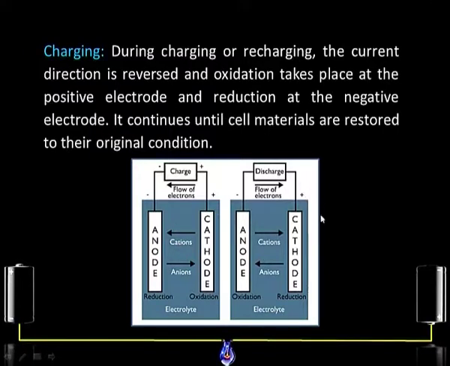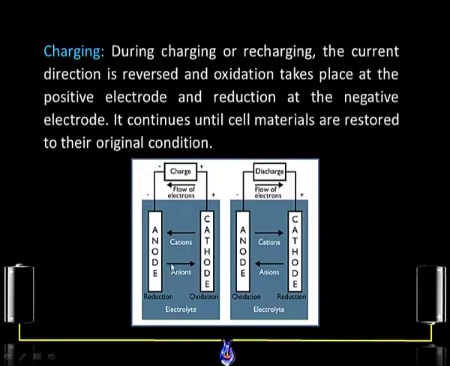During charging or recharging, the current direction is reversed. That is, if a reduction reaction was occurring in the cathode initially, now an oxidation reaction will occur in this cathode, and in this anode an oxidation reaction occurs in discharging, but now a reduction reaction will occur in this anode and the current direction is reversed. We can say the voltage is applied. So during charging, the current direction is reversed and oxidation takes place at the positive electrode and reduction at the negative electrode, and it will continue until the cell materials are restored to their original conditions, that is the cell or battery is fully charged.